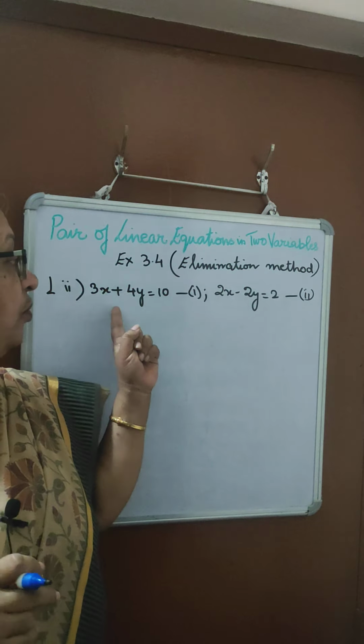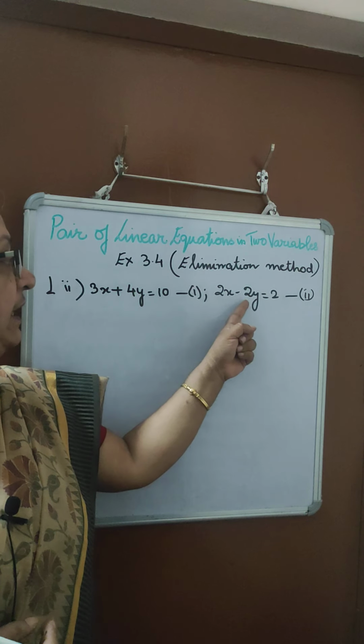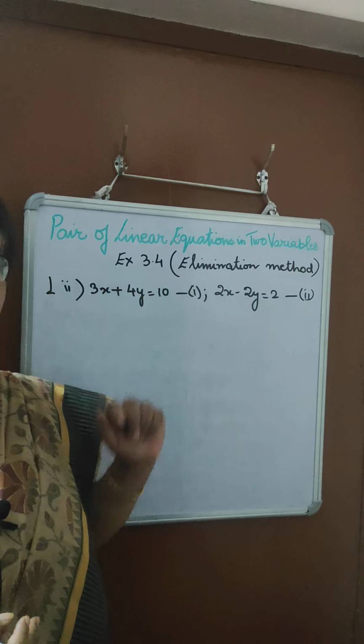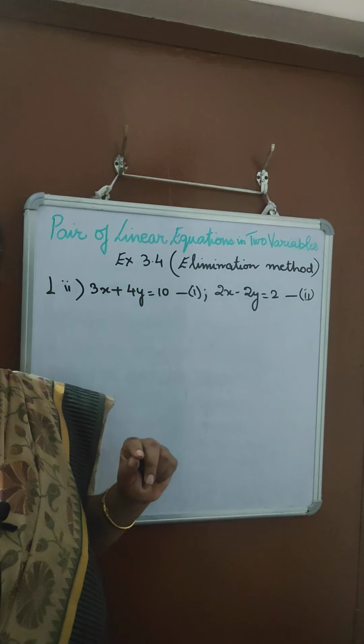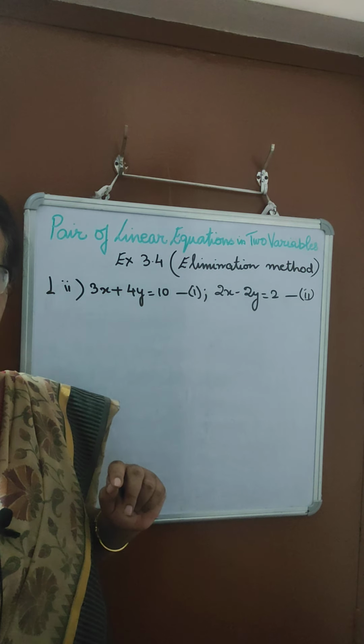Okay, let us see here. We have 3x and here 2x. They are not same. This is 4y, this is 2y. Again they are not same. So how can we make them same? This is 4y. If I can make this 4, isn't it? Then here 4y, here 4y. The signs we will come later. First we will make the coefficients equal.